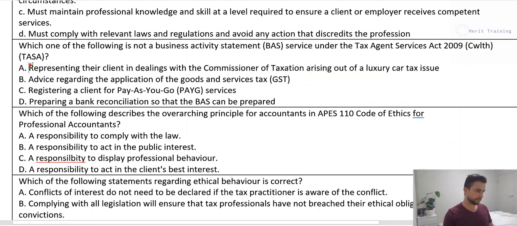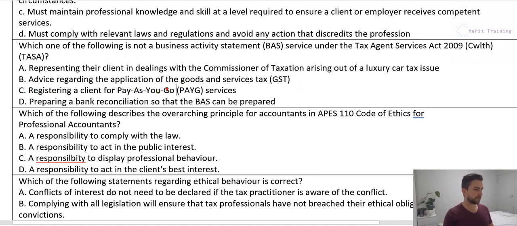So A, representing their client in dealings with the Commissioner of Taxation arising out of a luxury car tax issue. That would be a tax advice, so that one would be correct. They need to be a registered tax agent for that. B is advice regarding the application of goods and services tax, so that would be advice. So that would be correct as well.